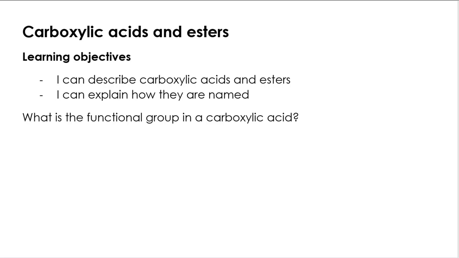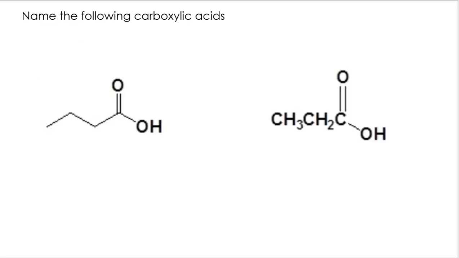So let's jump straight in by having a go at naming some carboxylic acids. On the first one, skeletal formula, I've got 1, 2, 3, 4 carbons. That means the name is based on but-. It's a carboxylic acid, which means it ends in oic acid. So we're looking for butanoic acid.